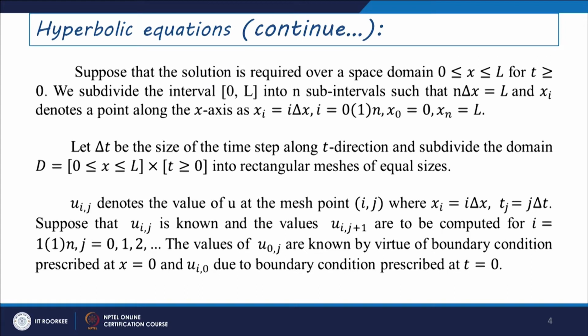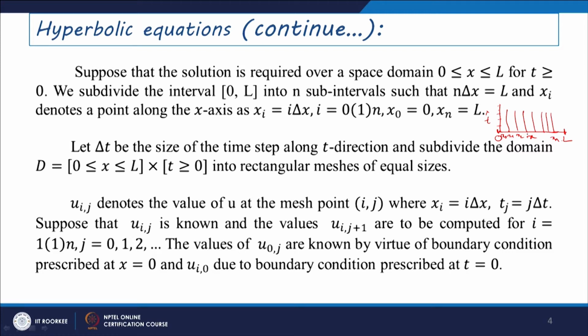Suppose the solution is required over a space domain where the space varies along the x axis. Considering this coordinate system, x lies between 0 and L, and t increases along the y axis. If we subdivide the domain in the x range into n number of points, we can write the grid points as x0, x1, x2 up to xn.